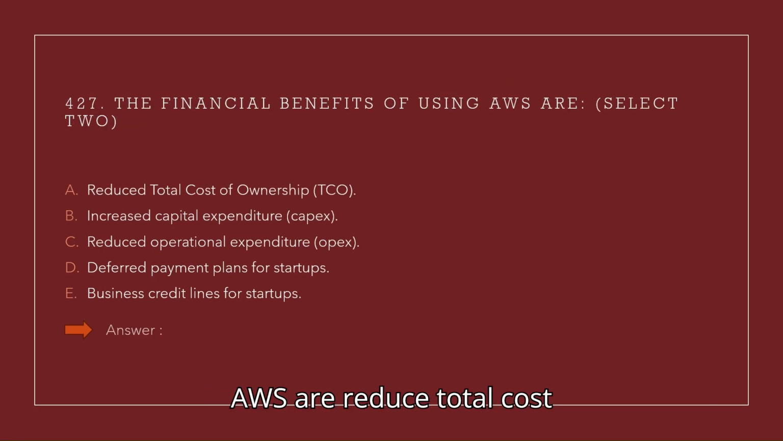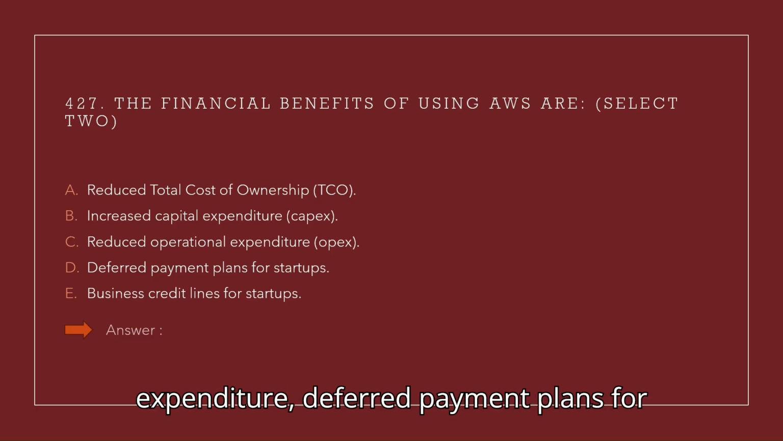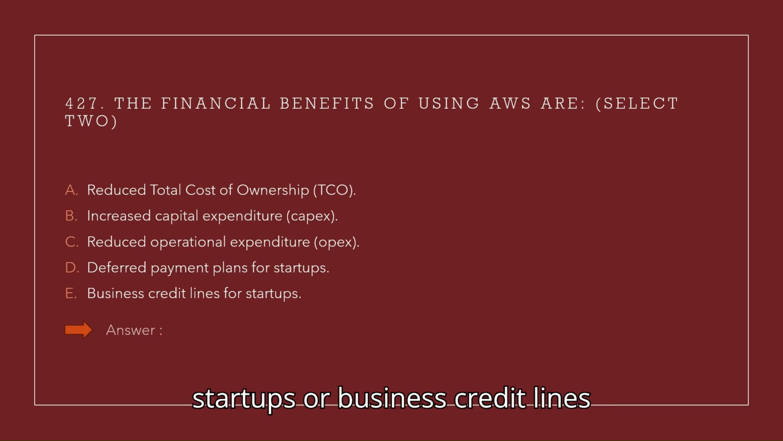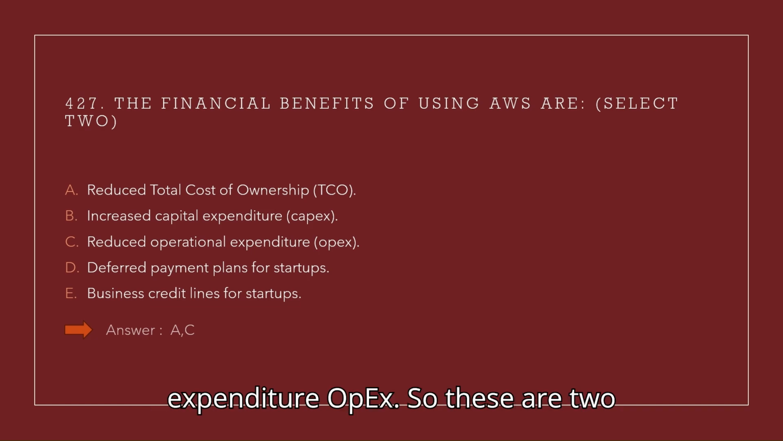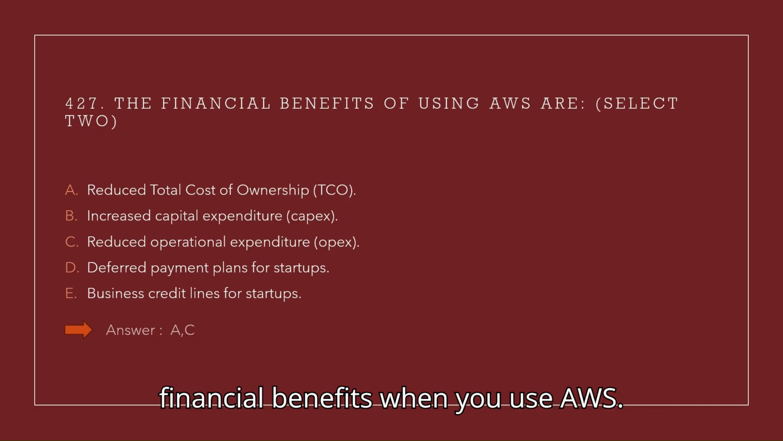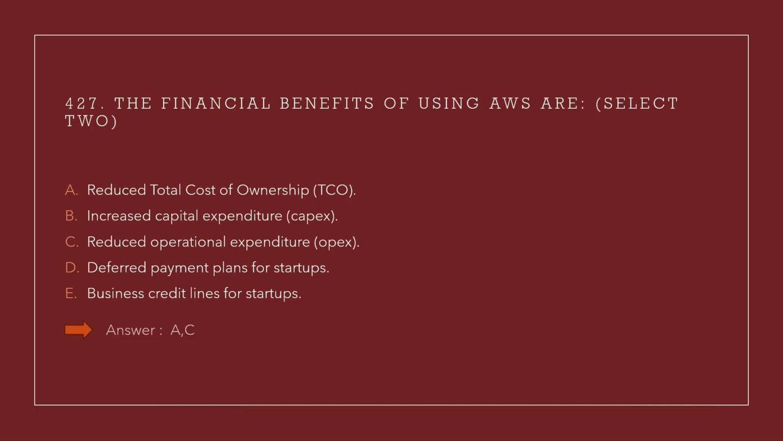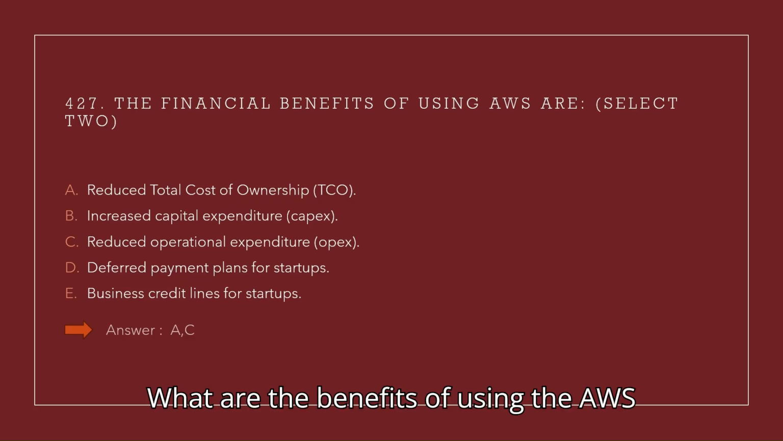The financial benefits of using AWS are reduce total cost of ownership, increase capital expenditure, reduce operational expenditure, deferred payment plans for startups, or business credit lines for startups. Two correct options are A, reduce total cost of ownership (TCO), and reduce operational expenditure (OPEX). So these are two financial benefits when you use AWS.